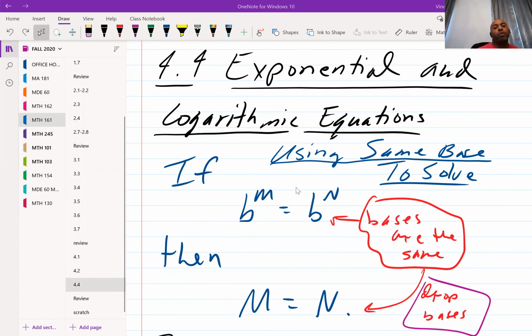All right, so 4.4 exponential and logarithmic equations. So basically 4.4 takes all of our methods that we learned out of chapter 4 and even previous sections in order to enable us to be able to solve these equations.